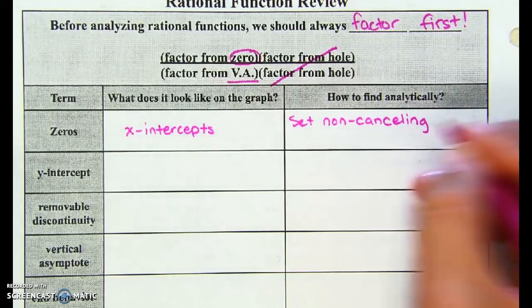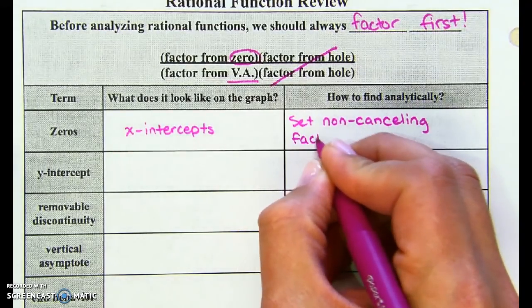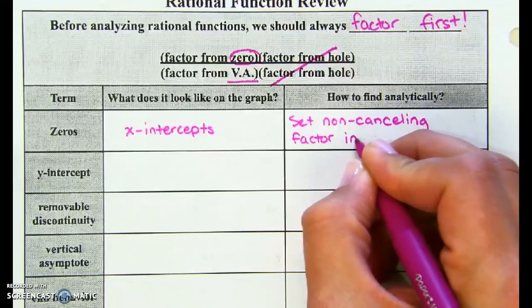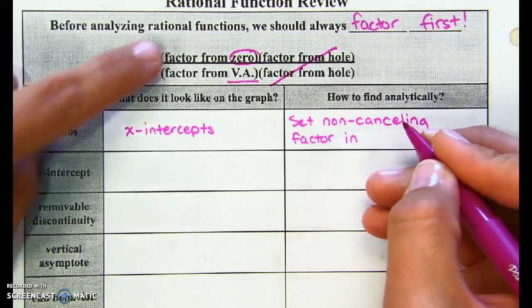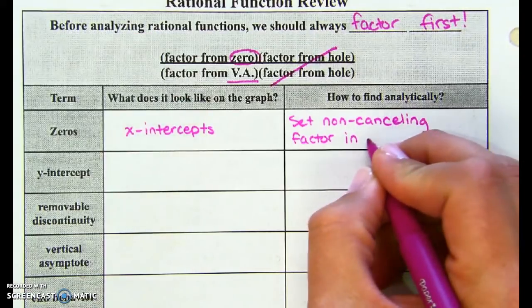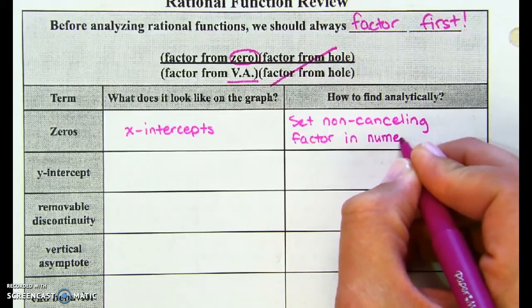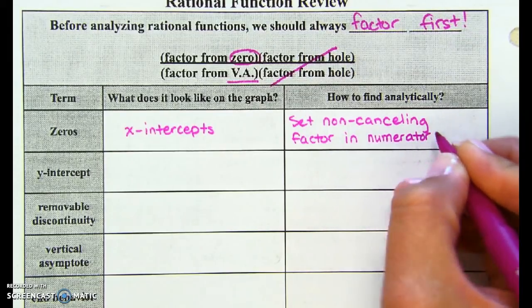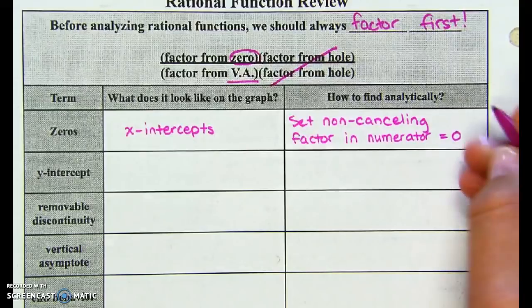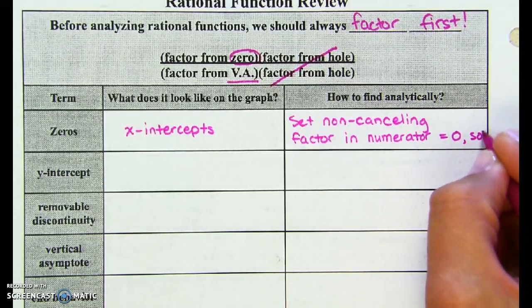Set non-canceling factor in where? Where did the zeros come from? They come from the numerator. In the numerator, numerator equal to 0, and then solve for x. Okay?